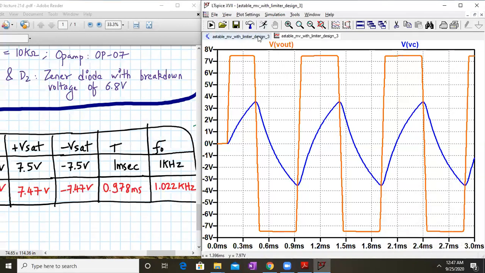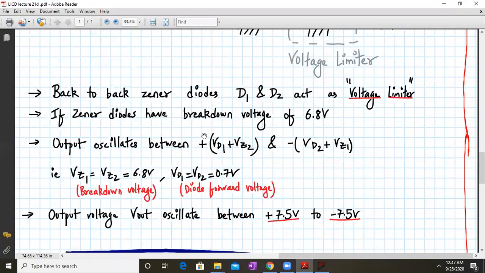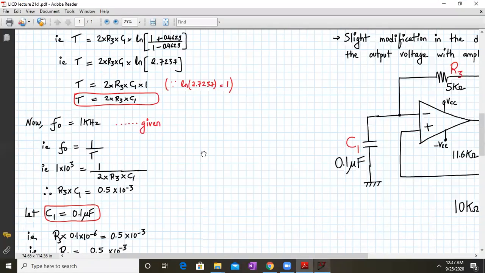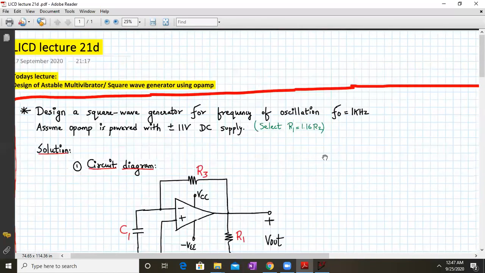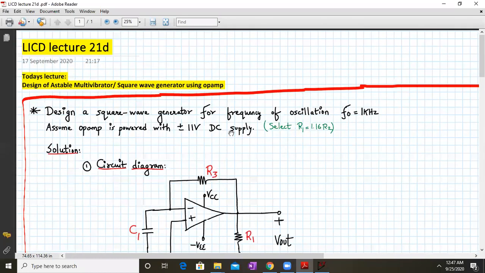I think that's it for this session. We have designed an astable multivibrator, similar to what we did last time, but today we have encountered one condition, that is R1 should be 1.16 times R2. So we have completed our objective for this lecture, and that's it for this lecture.